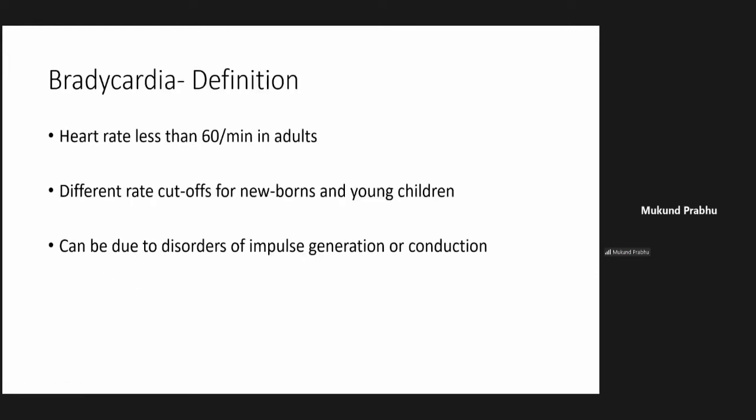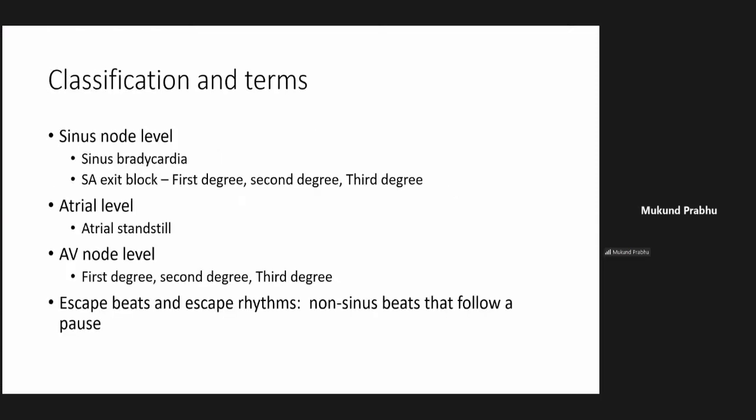Bradycardia is defined as a heart rate less than 60 per minute in adults. You have to remember that the rate cutoffs vary with age, and in newborns and young children, it is very different. It can be due to disorders of impulse generation or conduction, rather propagation, or a combination of both.